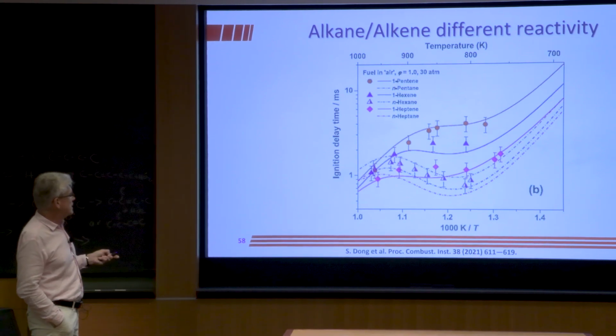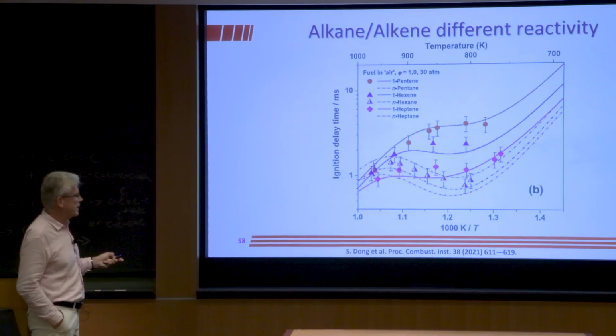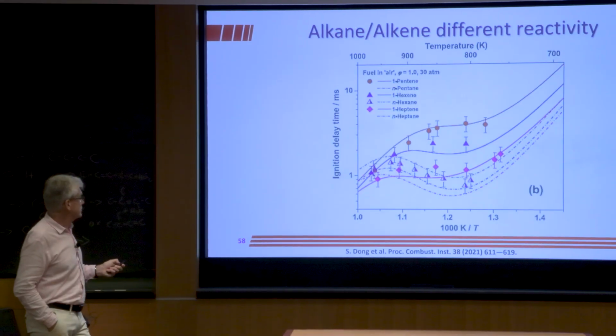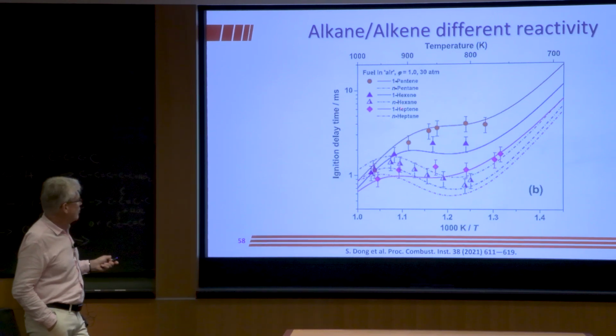Okay, here's 1-pentene, the reactivity. So that's the slowest to ignite. Here we have 1-hexene. The model isn't predicting it right, maybe within the error bars. But certainly both the model and the experimental results say that 1-hexene is faster to ignite than 1-pentene. Okay. But if we look at the corresponding alkane, we have 1-hexene here, and we have n-hexane.